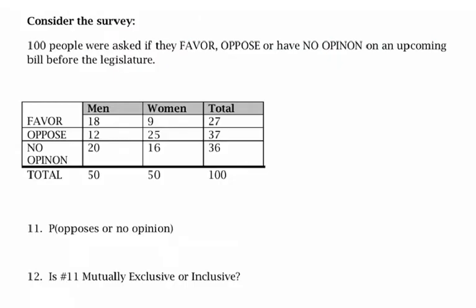Okay, the last section, we're going to consider a survey. 100 people were asked if they favor, oppose, or have no opinion on an upcoming bill before the legislature. So is it possible to both favor and oppose the exact same thing? The answer to that is no. So these are mutually exclusive events.